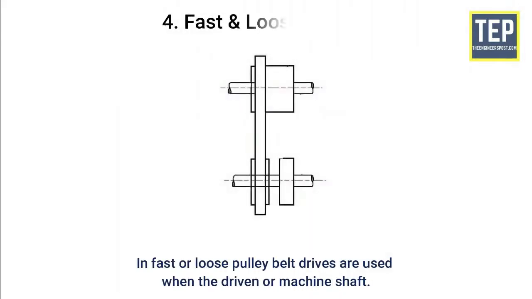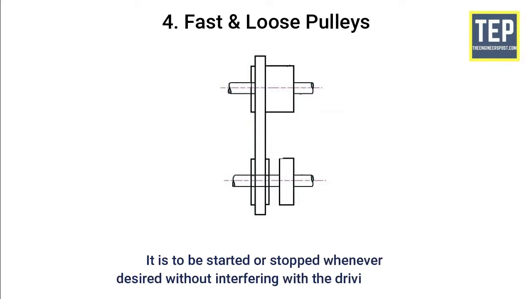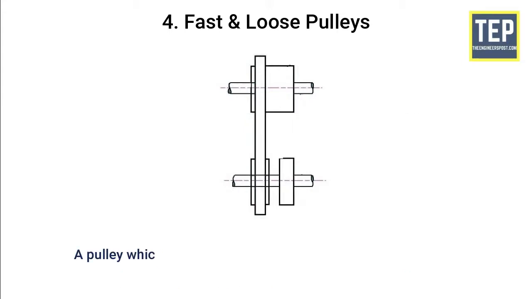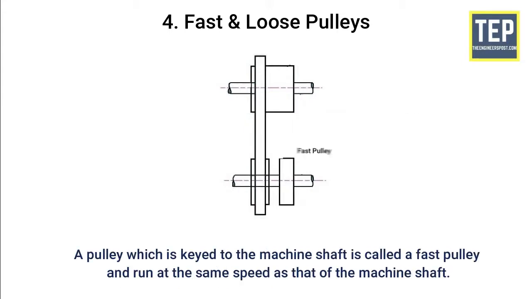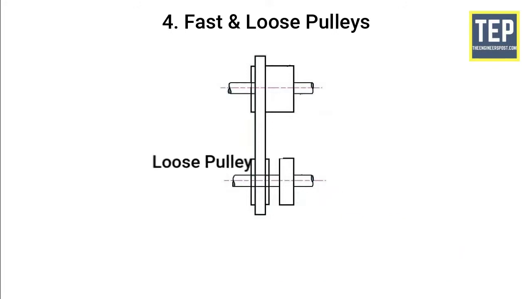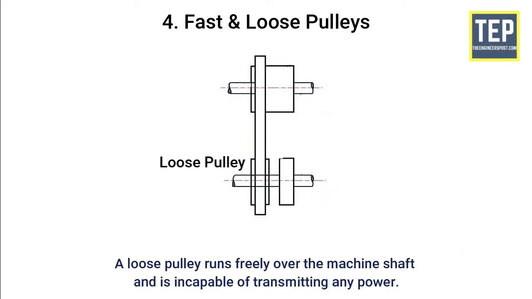Fast and loose pulley belt drives are used when the driven or machine shaft is to be started or stopped whenever desired without interfering with the driving shaft. A pulley which is keyed to the machine shaft is called a fast pulley, and runs at the same speed as that of the machine shaft. A loose pulley runs freely over the machine shaft and is incapable of transmitting any power.